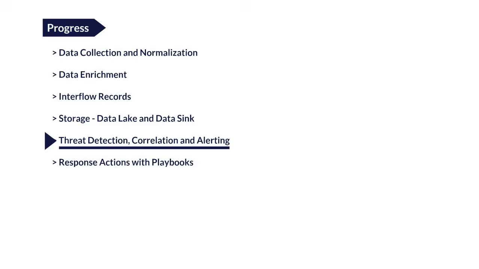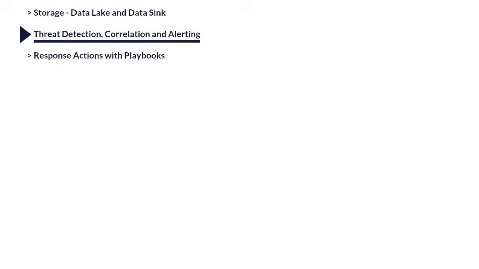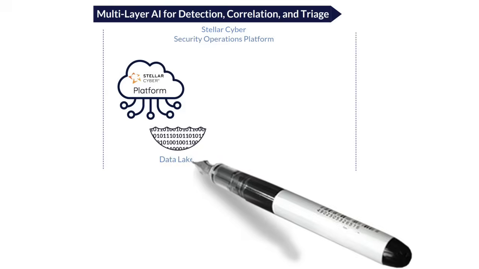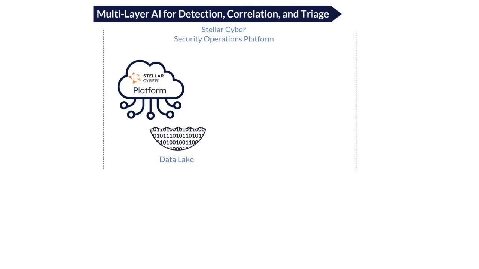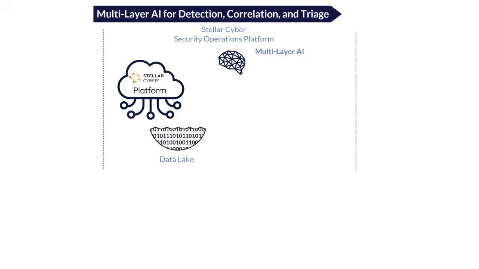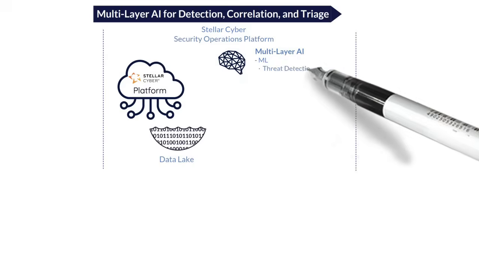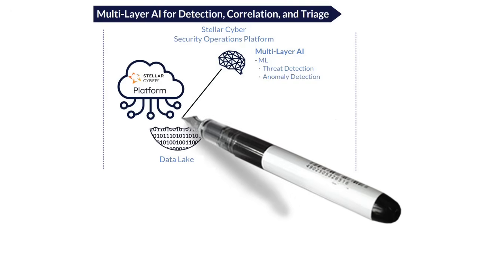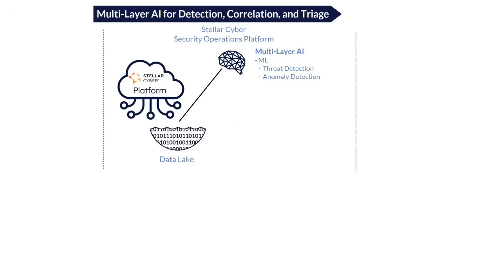Now, let's learn about threat detection, correlation, and alerting. The Stellar Cyber platform uses multilayer AI for detection, correlation, and triage. Enriched interflow records in the data lake are ready to be analyzed. Stellar Cyber's multi-layer AI consists of machine learning (ML) for threat detection and anomaly detection. The interflow records in the Stellar Cyber data lake are optimized for multi-layer AI with machine learning.